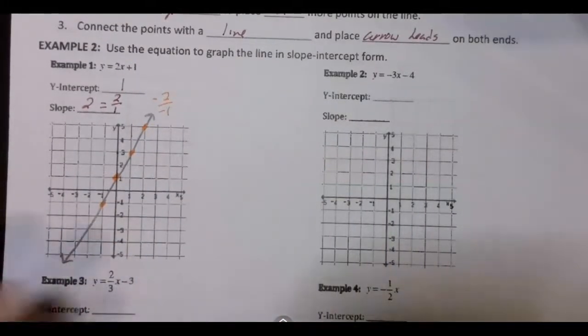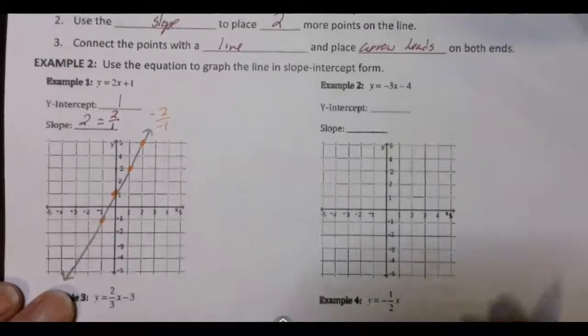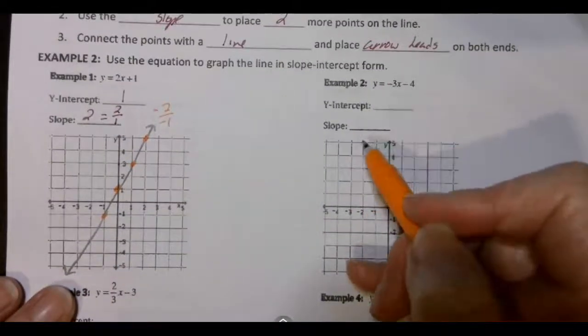Okay? So here we go. Number 2, write down the y-intercept and the slope. Go.